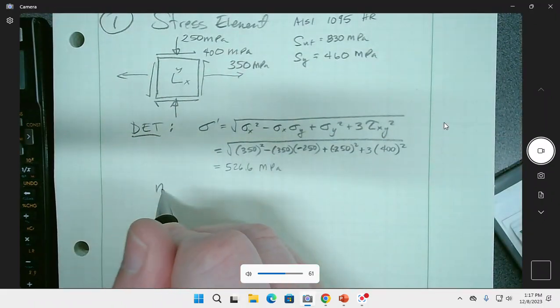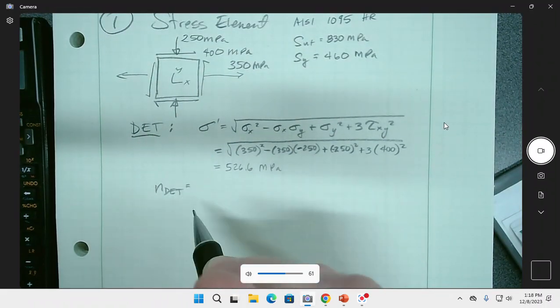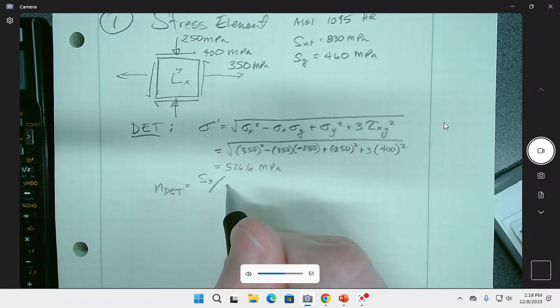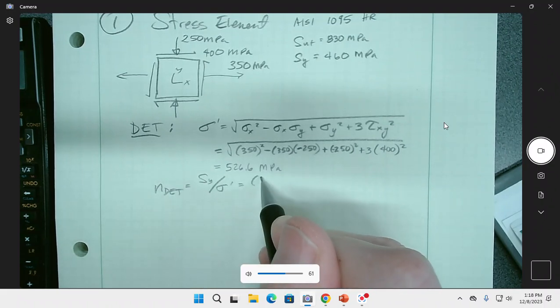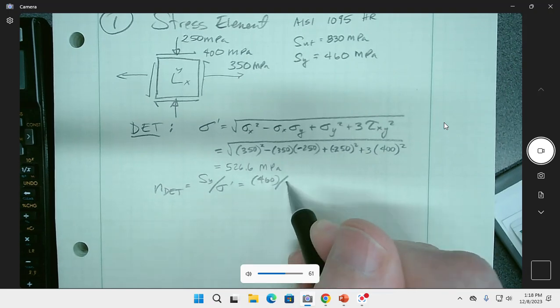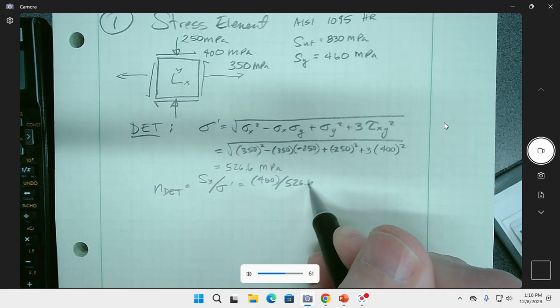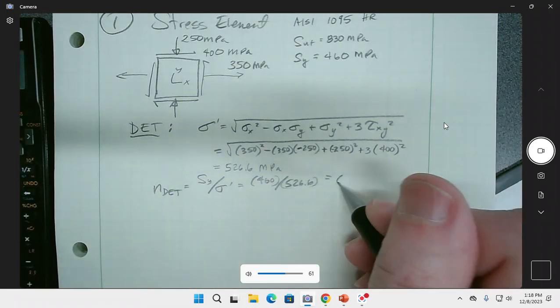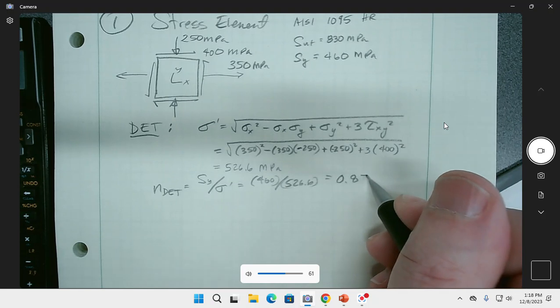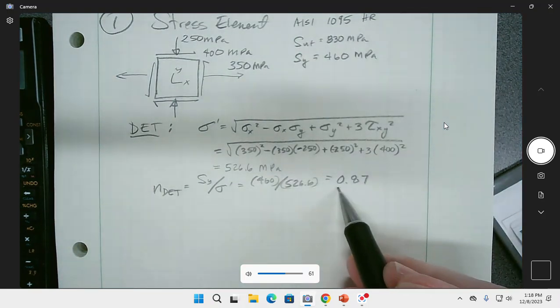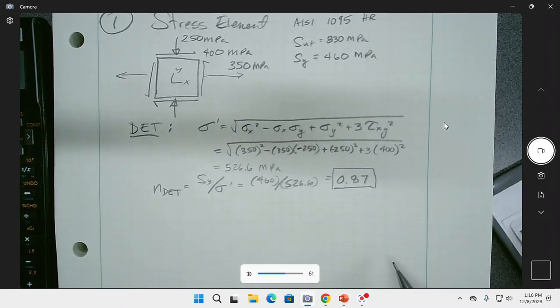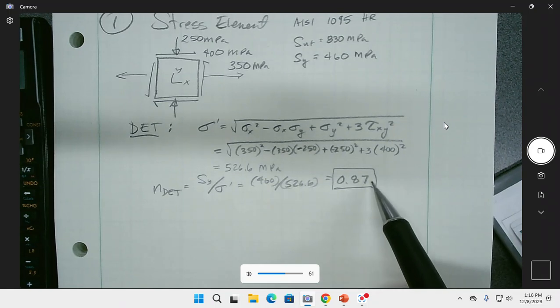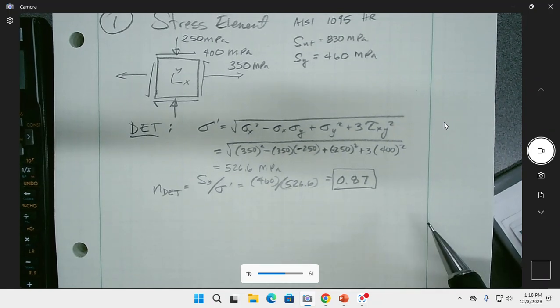So if we had just the distortion energy theory safety factor, that's just yield divided by von Mises, or 460 divided by 526.6. That's 0.87, complying with my request for only 2 decimal places. I think it's logical because the 3rd decimal place, what does it do for you? You already failed.